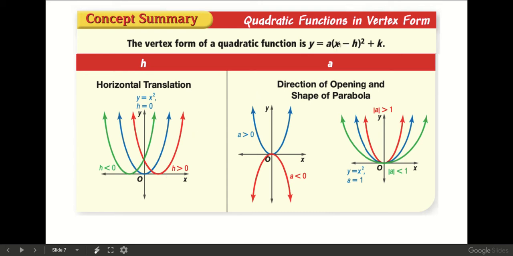And say it was x plus 2. x plus 2 would mean x minus -2, and -2 makes it move to the left. So that's where it gets a little bit confusing. Again, you'll be able to see it in some examples later on.